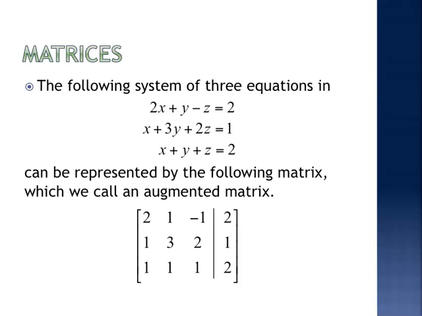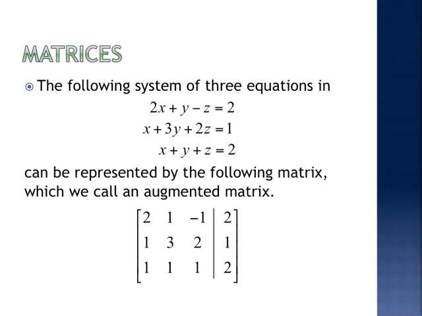On the right-hand side, this is why we call it an augmented matrix, because we're drawing this line coming after all these terms where the equal sign would normally be. And then to the right of that, we write the constants, which would be 2, 1, and 2.